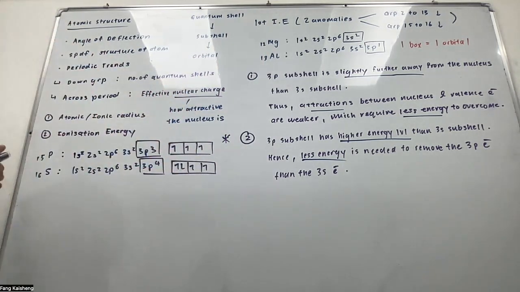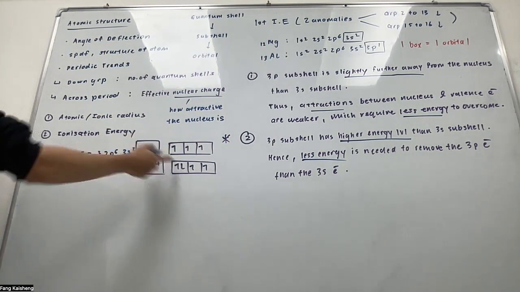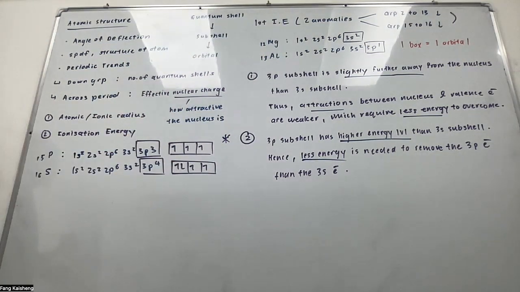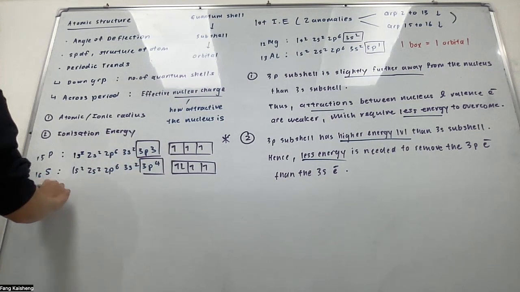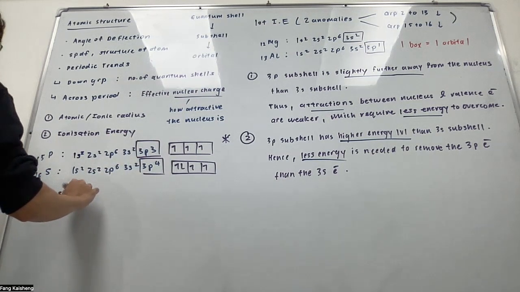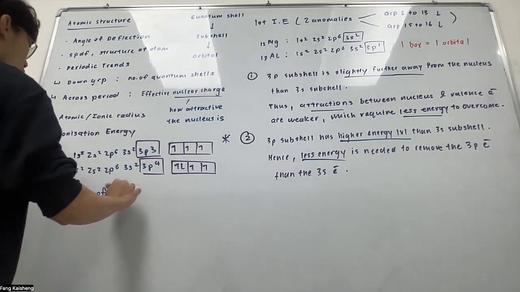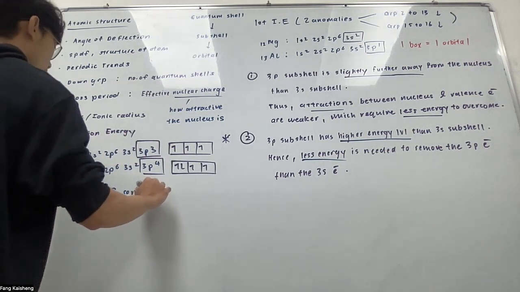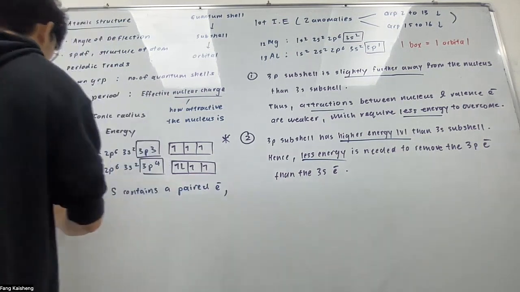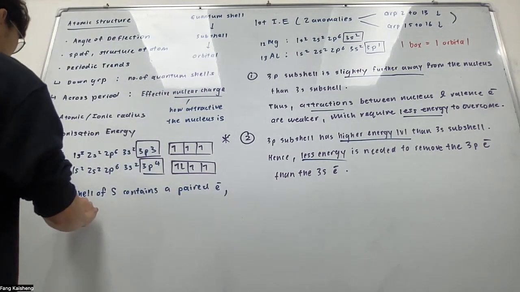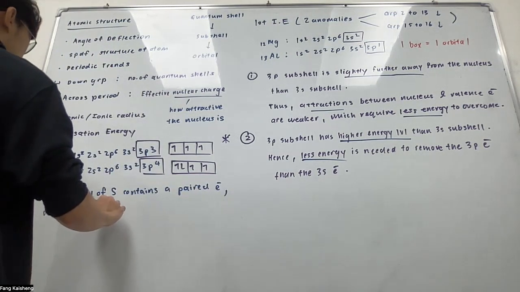I need you to think of words. For this second anomaly, it's called inter-electronic repulsion. It just means between electrons, there's repulsions. So you must specify first. Let's compare. The 3p subshell of sulfur contains a paired electron, which experiences inter-electronic repulsion.